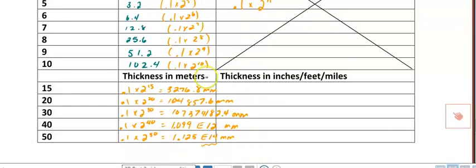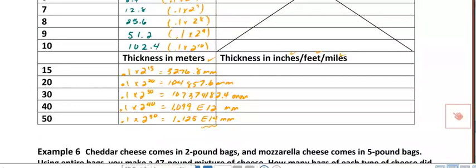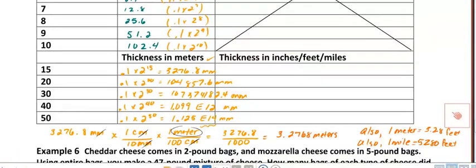We want the answer in meters, inches, feet, miles. Let's do some conversions. So let me just write down here quickly how you could do some conversions. All right, so let's look at some conversions. First, I made a mistake. I don't want to bother finding the thickness in inches. I only want to work with feet and miles.